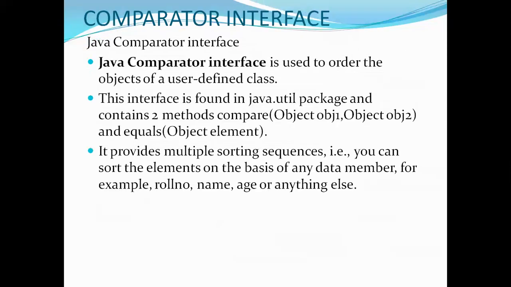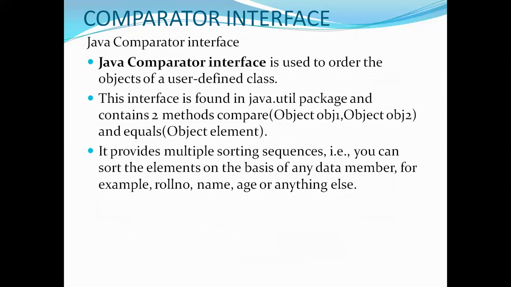Next is the Comparator interface. The Comparator interface is used to order the objects of a user-defined class, and it is found in the java.util package. This Comparator interface contains two methods, the compare method and the equals method, whereas the Comparable interface contains only the compareTo method. The Comparator interface provides multiple sorting sequences, that is, you can sort the elements on the basis of any data member, for example, roll number, name, age, or anything else.